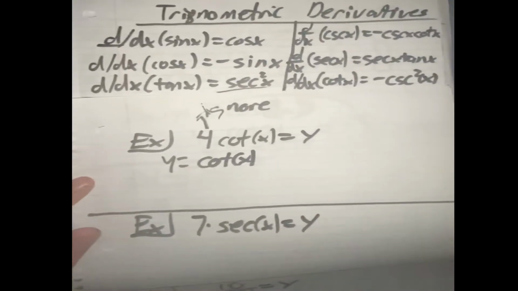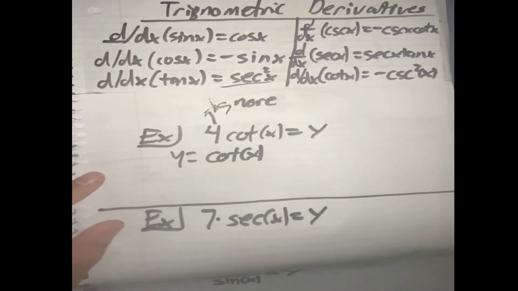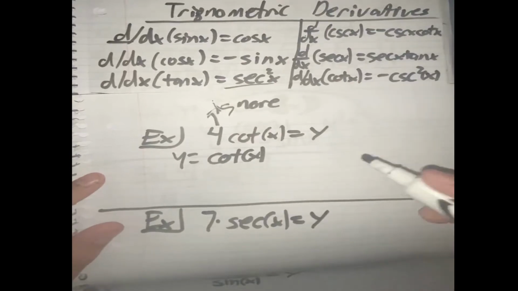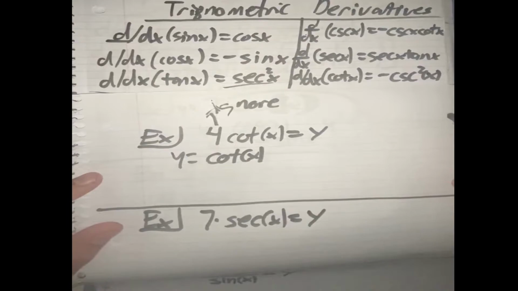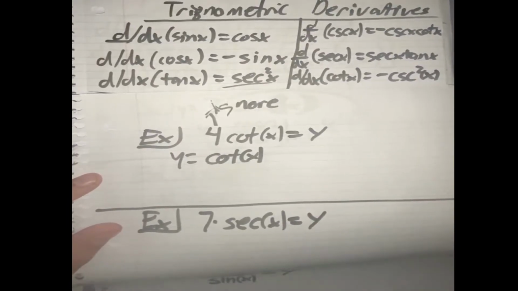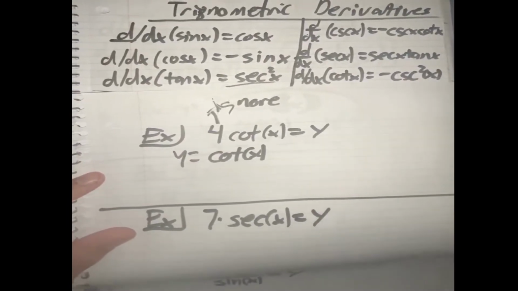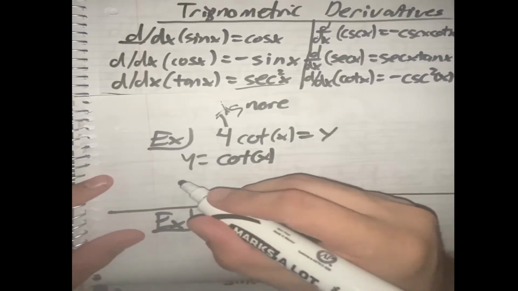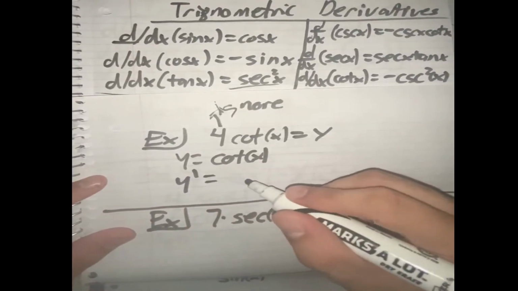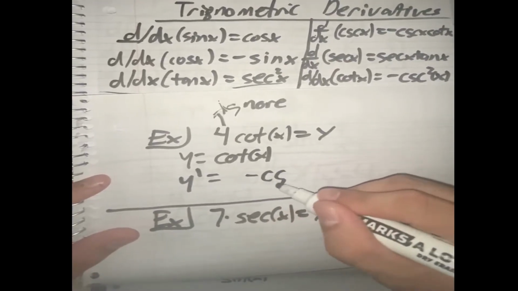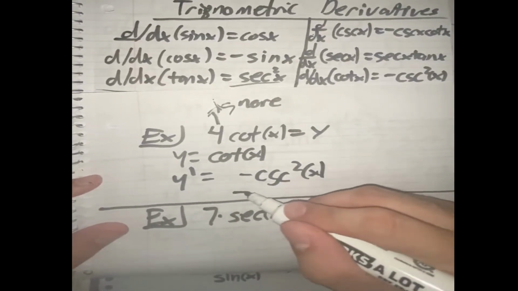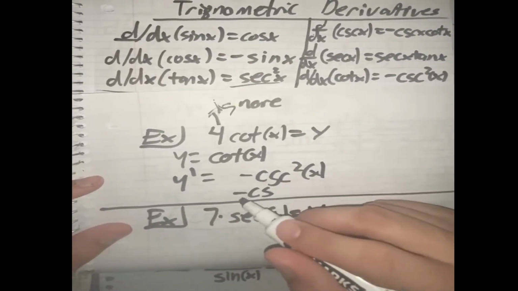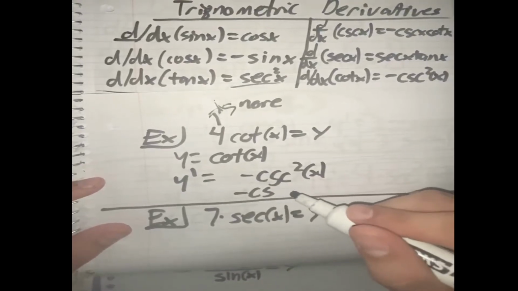I would say memorize these for exams, but whenever you're doing your homework, just have these 6 derivatives with you, because they're derivatives that you should have memorized for exams. So the derivative of cotangent x, y prime, is going to be equal to negative cosecant squared x. And like in the previous problem, don't forget the minus sign, because it happens to people a lot.